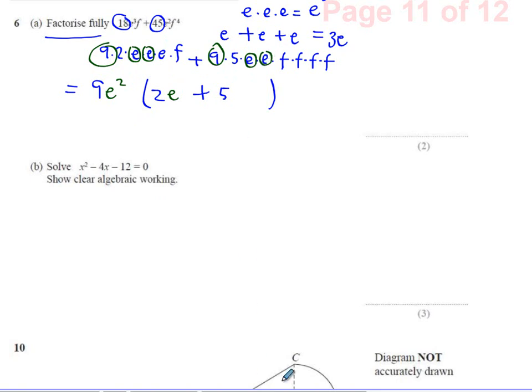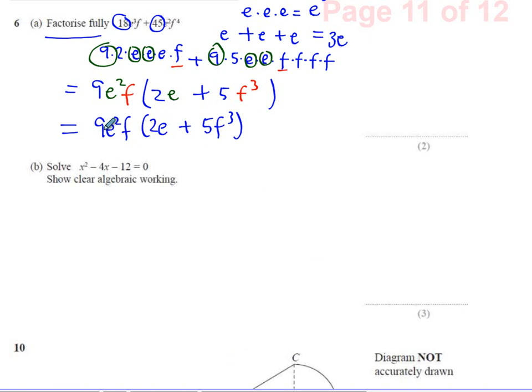And finally F. What about F? So there's one F and there are four F's. So I can take one out, put an F there, and then there's no F there. That's left with F to the power of 3. So rewriting the answer, this is 9 E squared F, bracket 2E plus 5F cubed.